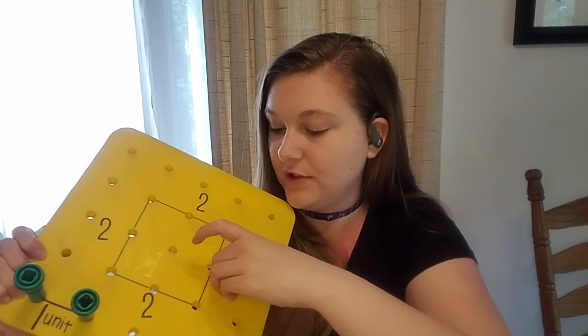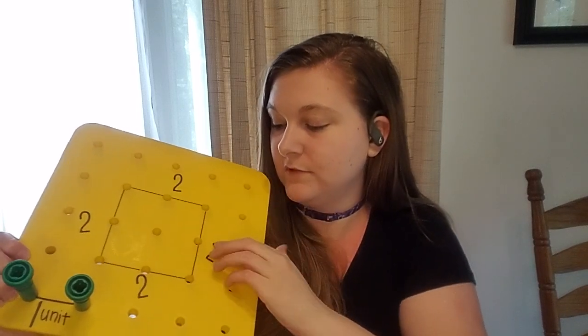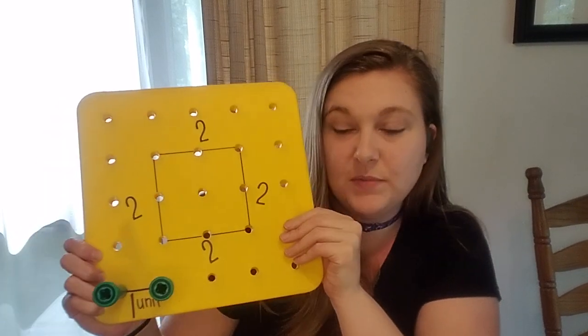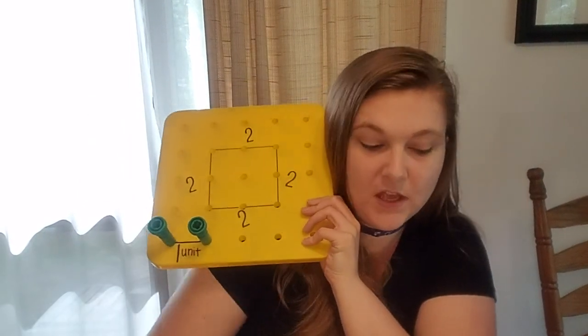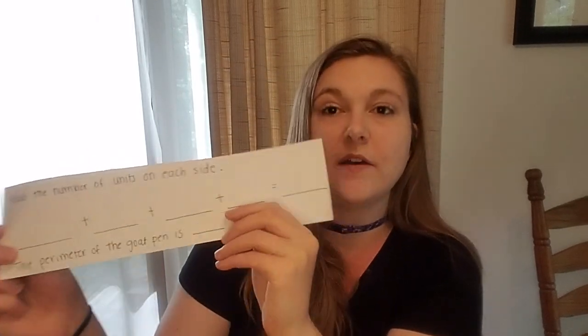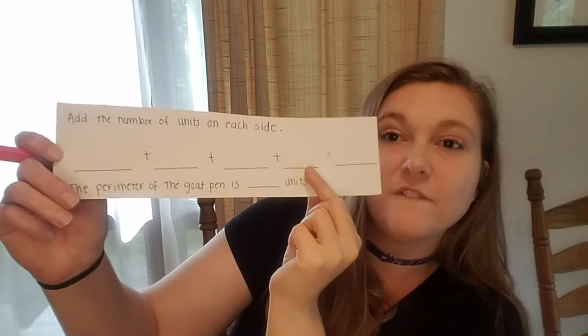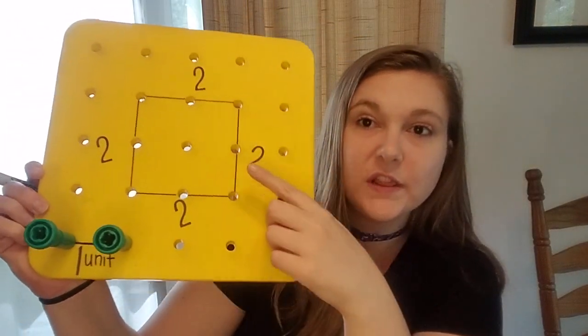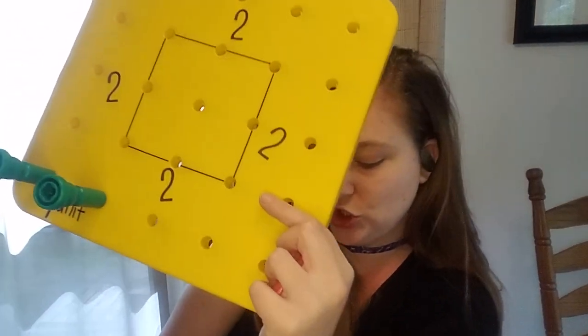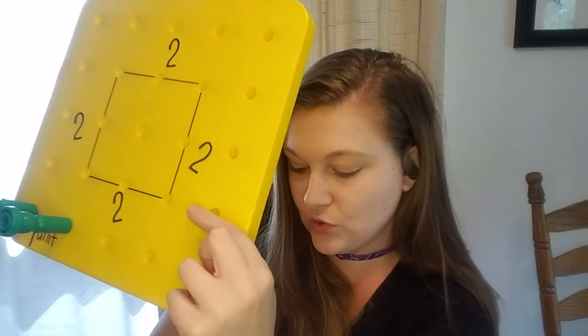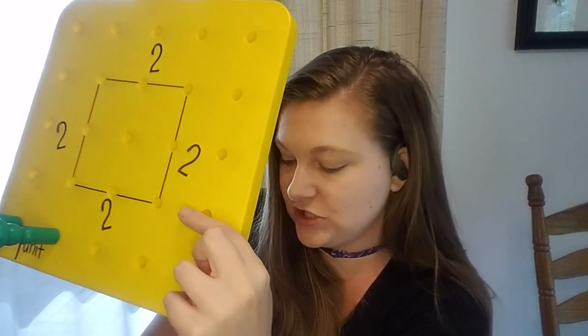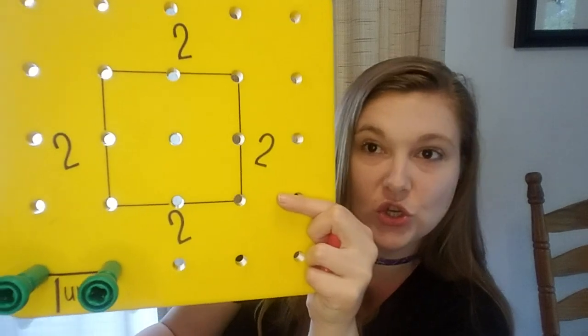So in order to find the total length of fence, we need to add up each side. So let's write our equation. How many sides do we have in a square? We have 1, 2, 3, 4 sides in a square. And what is the total length of each side? 2. So we have 2 plus 2 plus 2 plus 2.